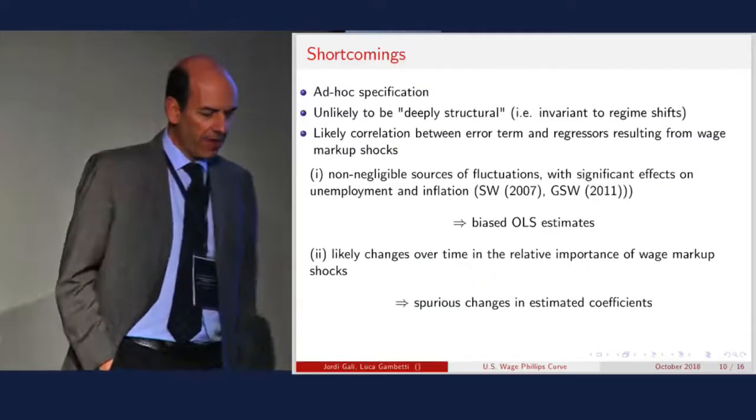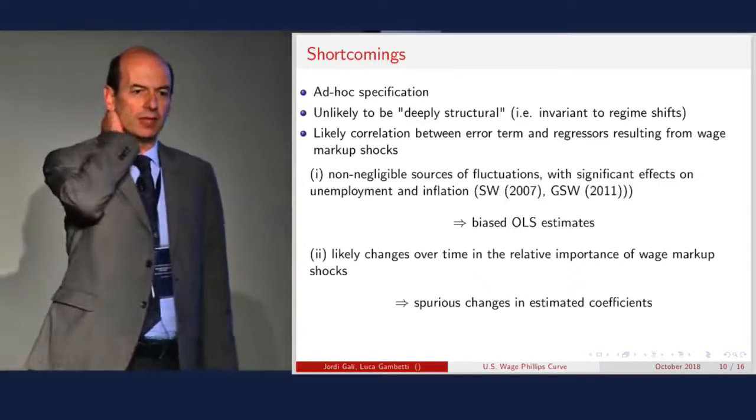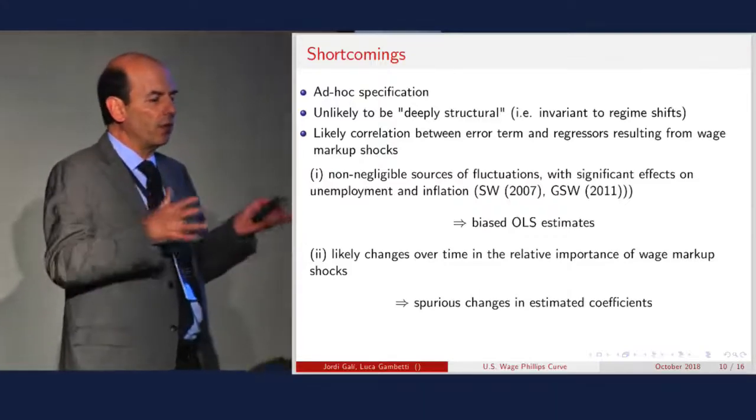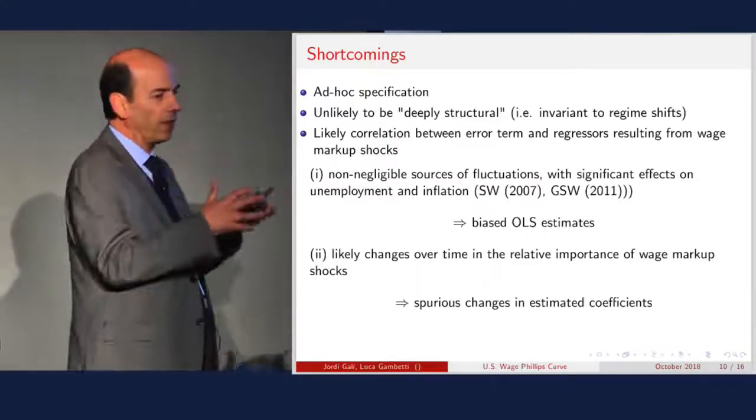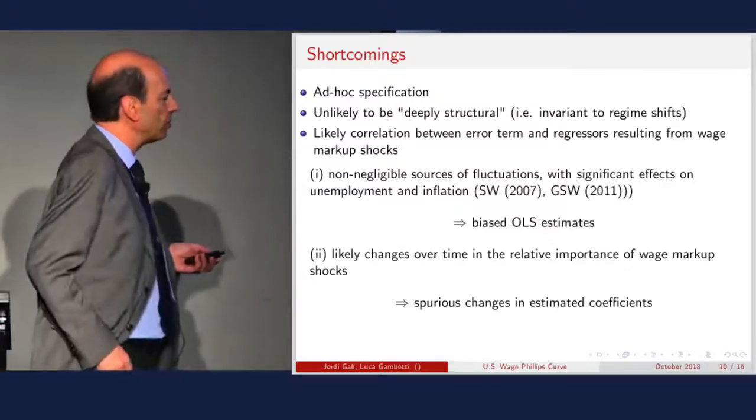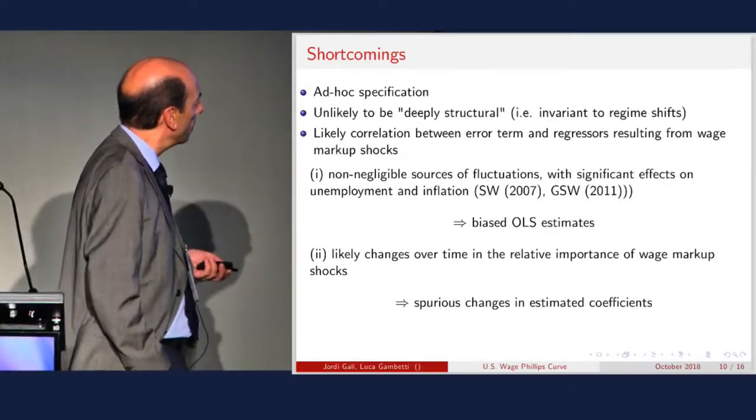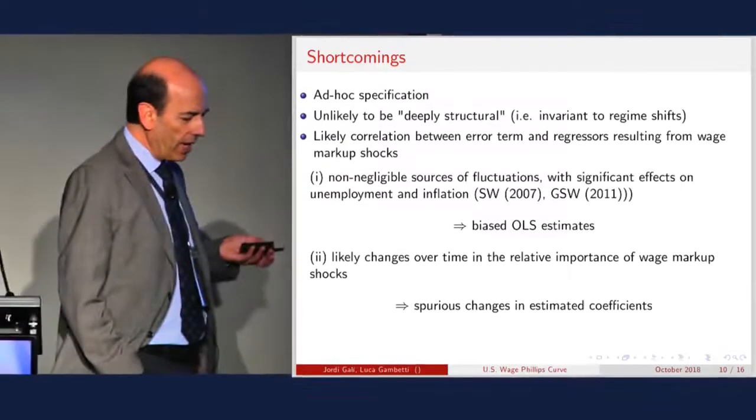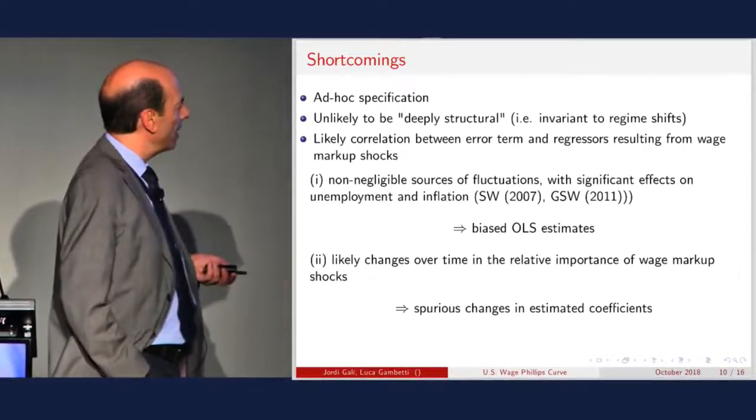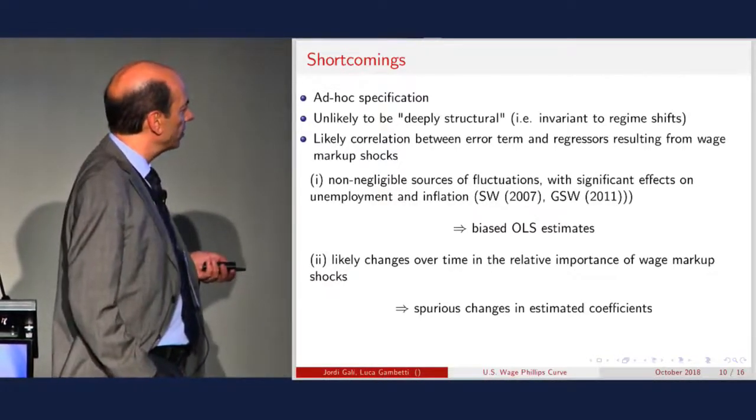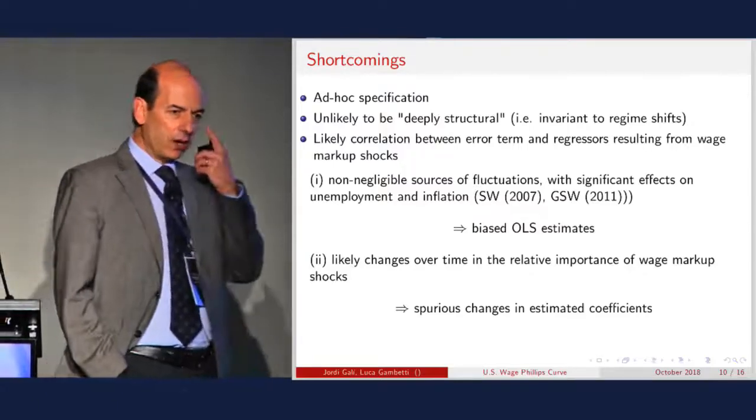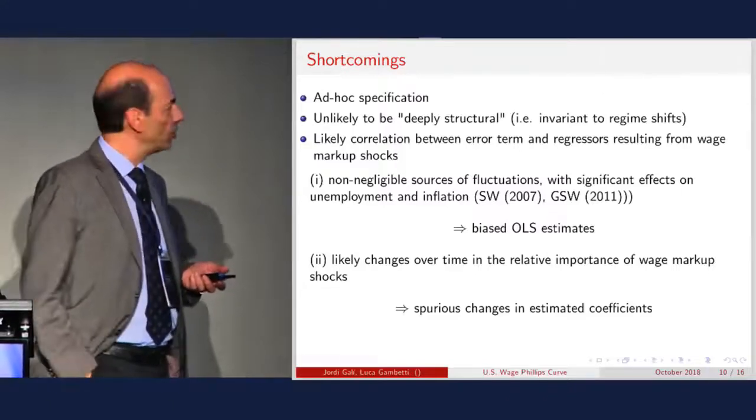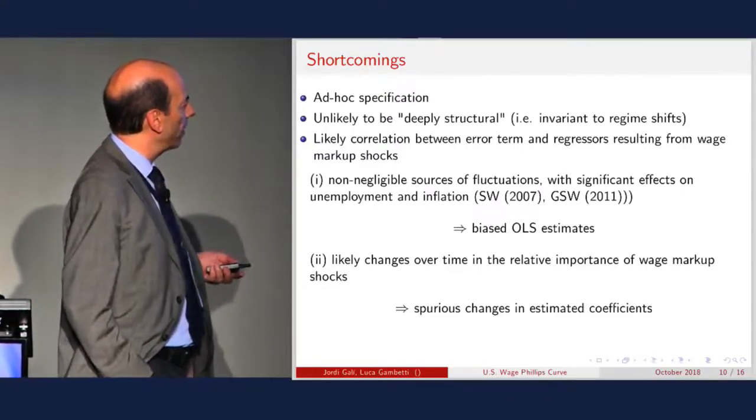Now, what are the main shortcomings of this kind of evidence? Well, first, the specification of the wage inflation equation may be viewed as ad hoc, and I've given you some micro foundations and so on, but you may not be completely convinced by those. The coefficients are unlikely to be deeply structural. That is, they may not be invariant to regime shifts. And the one that we are going to stress here is that the error term in that equation is likely to be correlated with the regressors, okay?